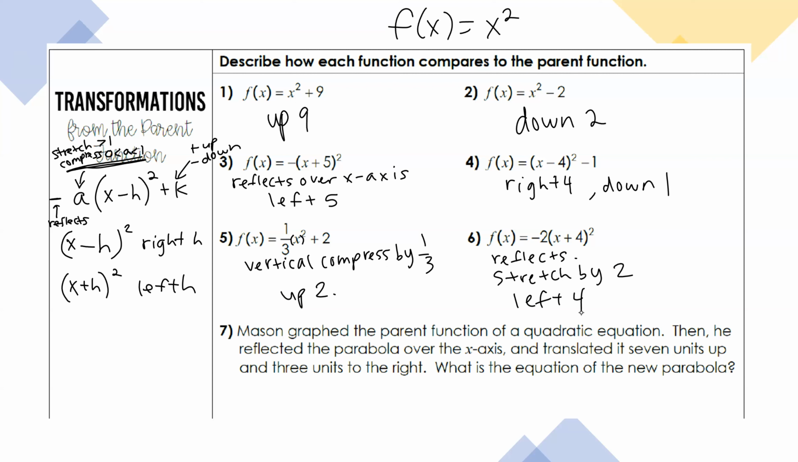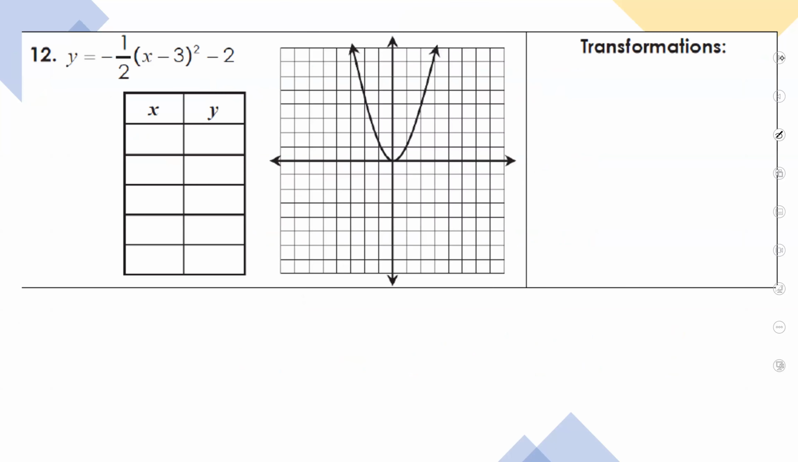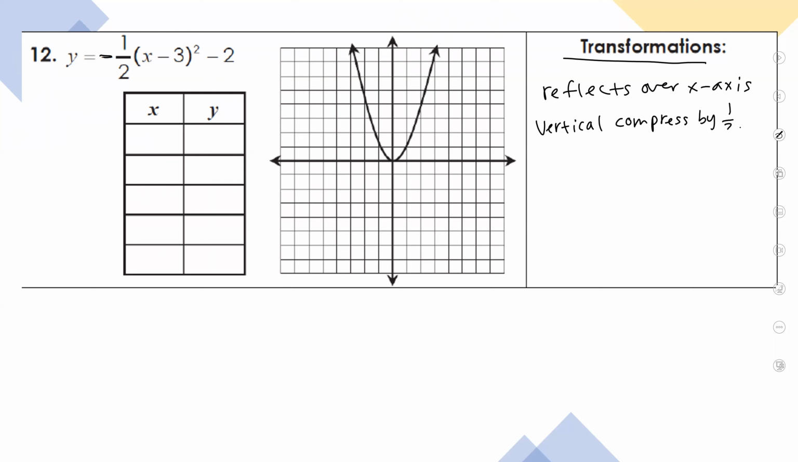Let's go ahead and move on to actually graphing what these look like. So let's look at this one. First, let's talk about the transformation. They gave us the equation here. The negative is a reflection, so I'm going to write it reflects over the x-axis. The 1/2 is a vertical compress by 1/2. The minus 3 inside means it went to the right 3 spaces. And it also went down 2 spaces.